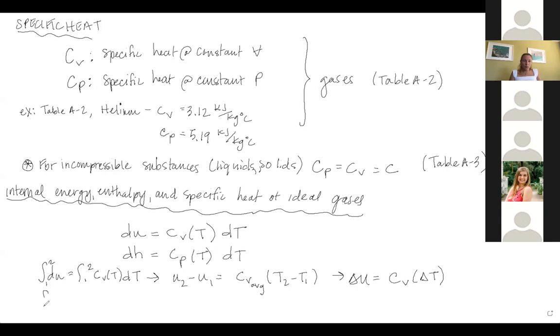Doing the same thing for enthalpy from point 1 to point 2, the integration of the specific heat at constant pressure at a given temperature times the change in temperature gives the enthalpy at point 2 minus the enthalpy at point 1, equal to the specific heat at constant pressure average times the temperature change. Or the change in enthalpy is equal to the specific heat at constant pressure times the change in temperature.